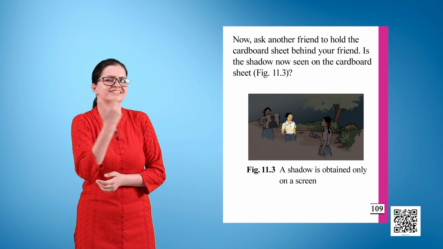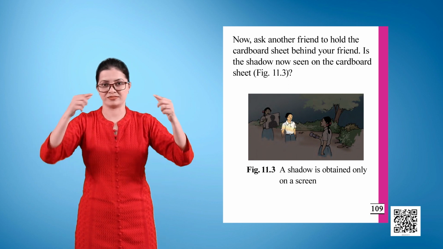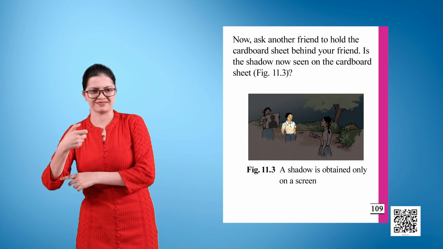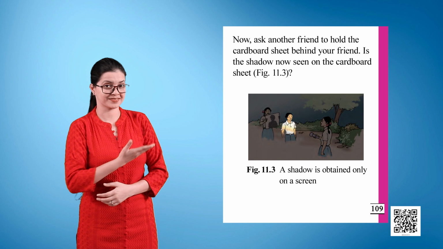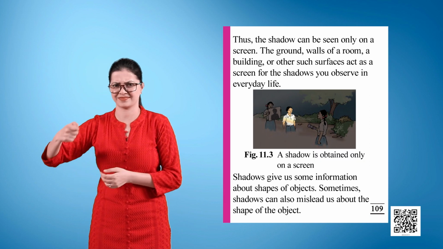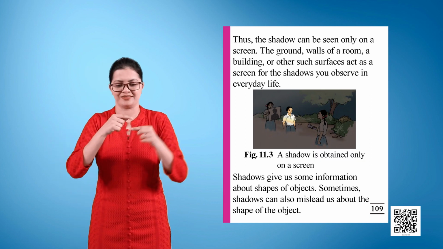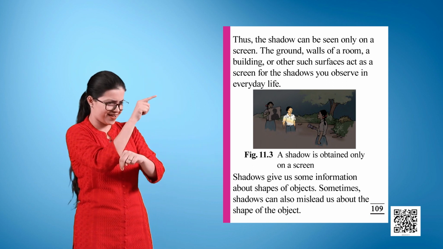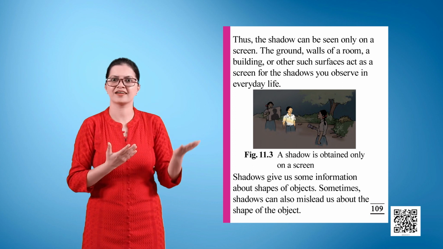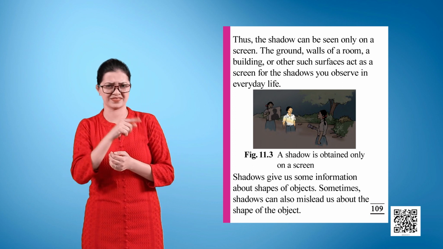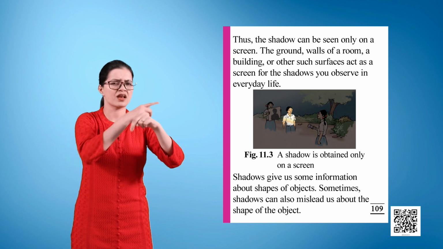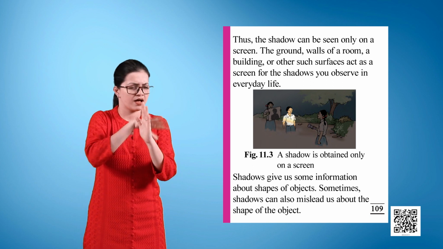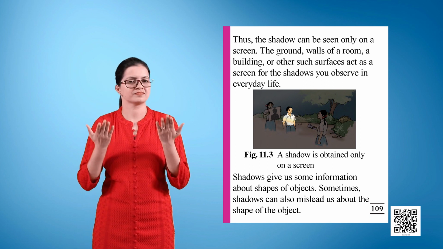Now ask another friend to hold the cardboard sheet behind your friend. Is the shadow now seen on the cardboard sheet? Thus, the shadow can be seen only on a screen. The ground, walls of a room, a building, or other such surfaces act as a screen for the shadows you observe in everyday life.